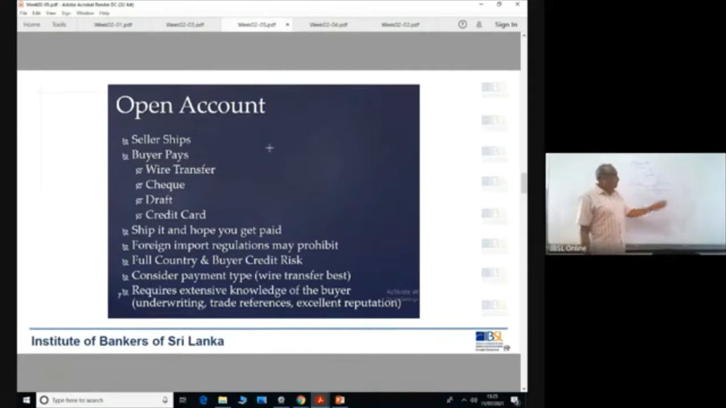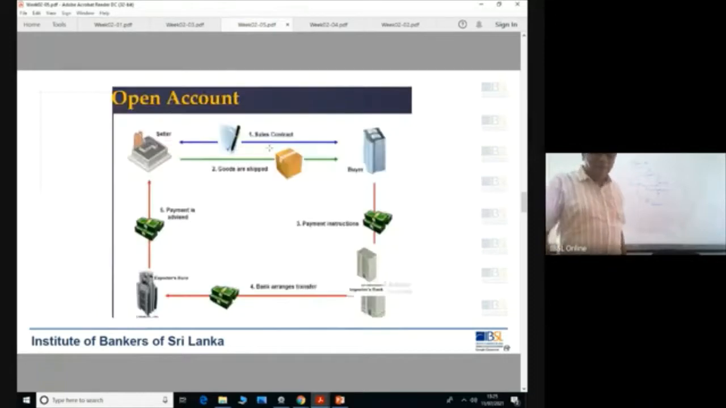And the seller has to be satisfied with the credit standing of the buyer. Here I have given you a little bit elaborated cycle on open account. Can you spend about 2 minutes reading this? Right? Go one by one, according to the numbers, first step, second step. Try to understand this.